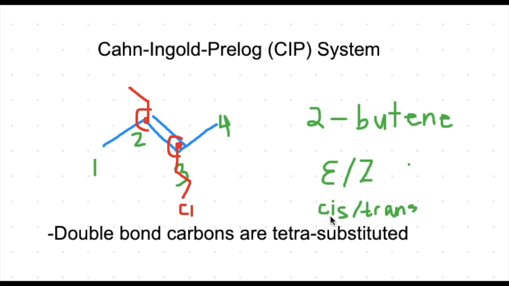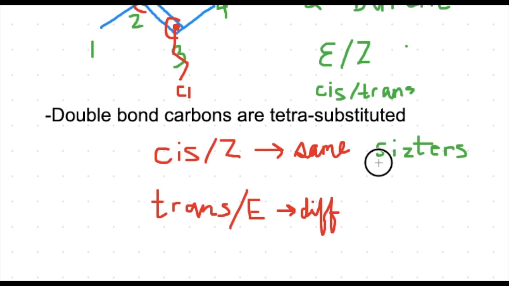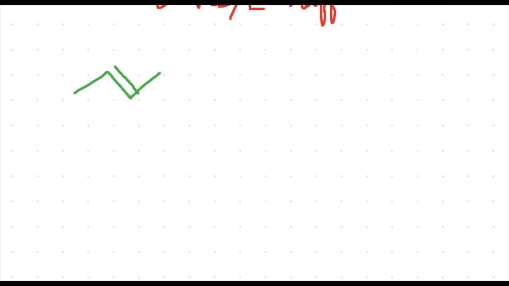Now that we know when to use them, let's discuss what exactly E, Z, cis, and trans mean. So cis and Z mean same. The bonds on either side of our double bond are going in the same direction. And trans or E means different. I like to remember sisters, because sisters can remind you that cis and Z are the same, and trans and E are different.